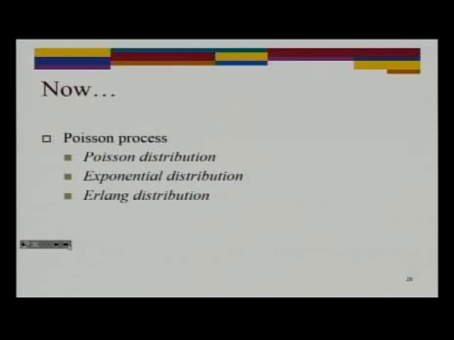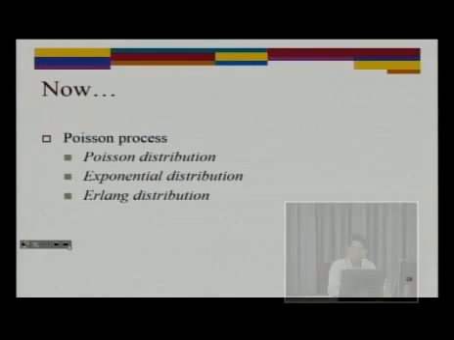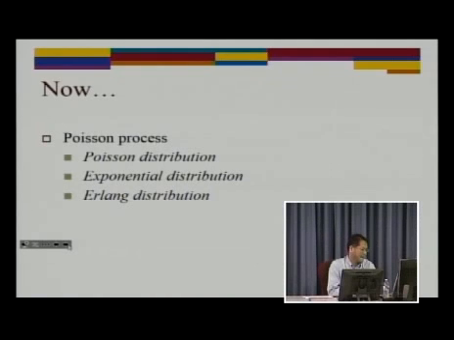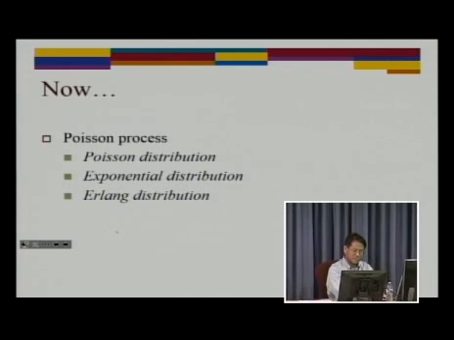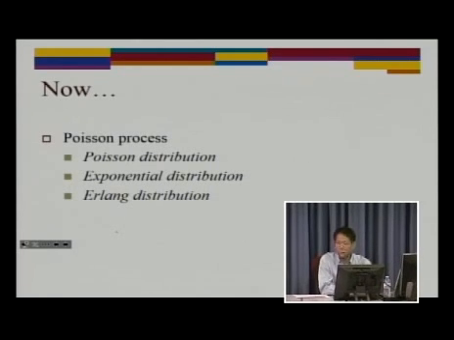Okay, now we're going to talk about another stochastic process, which is the Poisson process. All of these three distributions belong to the Poisson process. They are the Poisson distribution, exponential distribution, and Erlang distribution. Have you guys heard about all of these three? Only some of them? Exponential. Okay. Poisson as well. Okay.